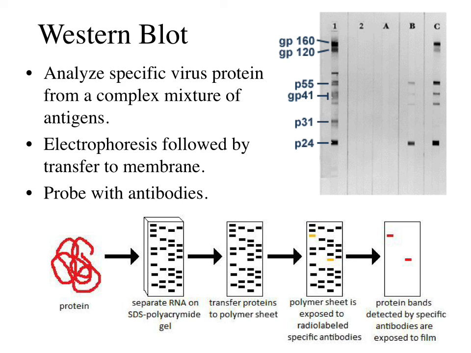With lane A and B and C, you have patient serums. Patient A is negative. You don't see any positives for the virus. Patient C is very clearly positive. And again, patient B is indeterminate. So another test would be ordered in this case.